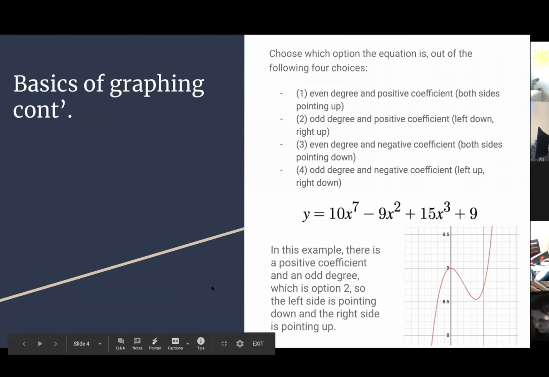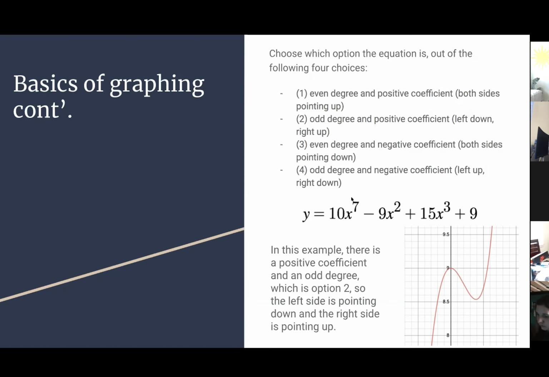Very nice. Thank you. So the basics of graphing also include, there are 4 options that you can choose from for each formula, and these are based off the leading coefficient and leading degree. So in this example, the leading coefficient is 10, and the leading degree is 7, and the leading degree is always the highest degree, and the coefficient is the number connected to the highest degree. So for this example, the coefficient is 10, which is positive, and the degree is 7, which is odd. So this would be option 2. So this means that the graph, the left side is facing down and the right side is facing up.